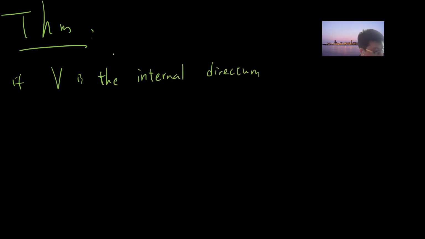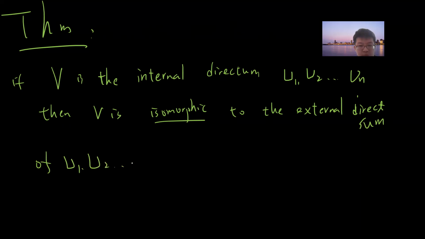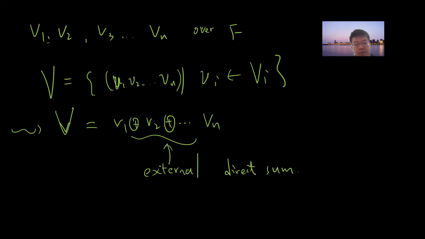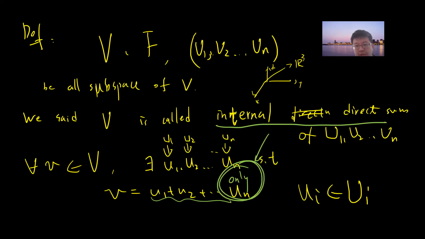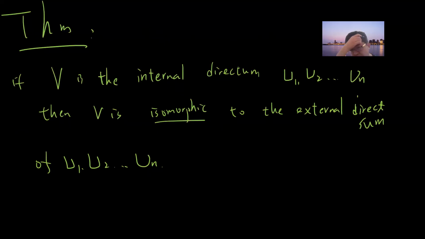Okay, so the final theorem: if V is the internal direct sum of U1, U2 up to Un, and I think you can guess what I'm saying, then V is isomorphic, so basically we should view it as an abstract vector space isomorphic to the external direct sum of U1, U2 up to Un. What I'm saying is that the two definitions, the internal direct sum and the external direct sum, are actually the same. I think this is very intuitive.